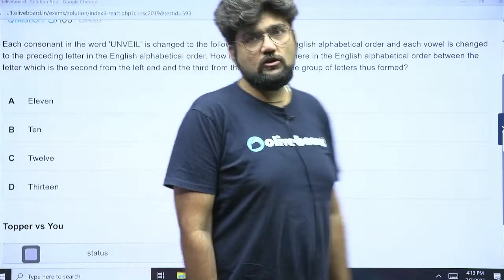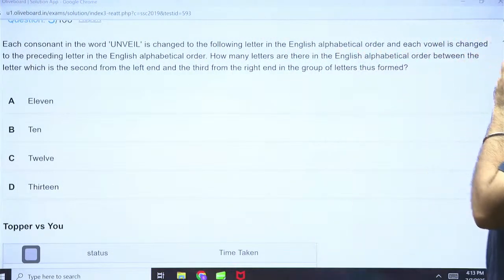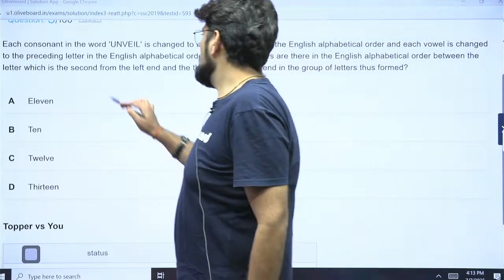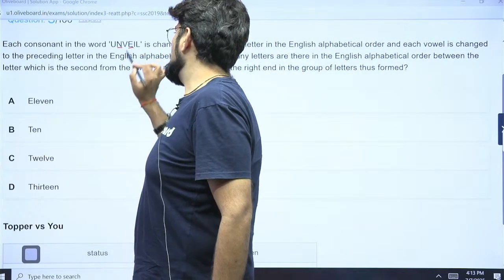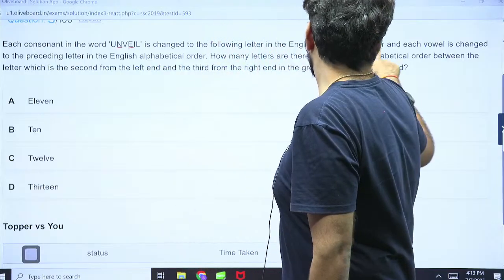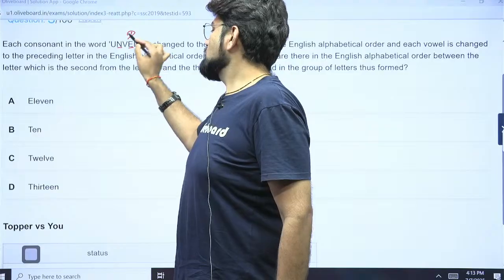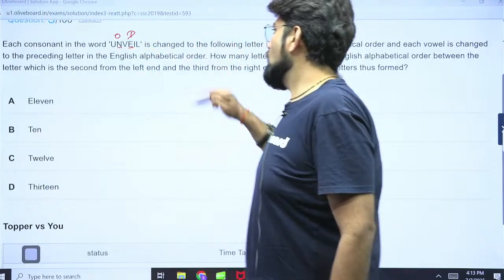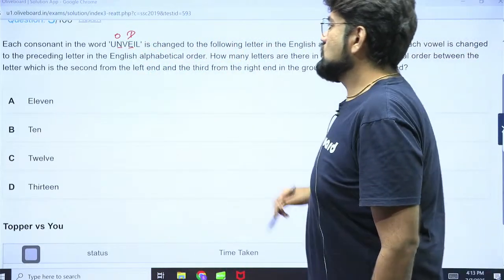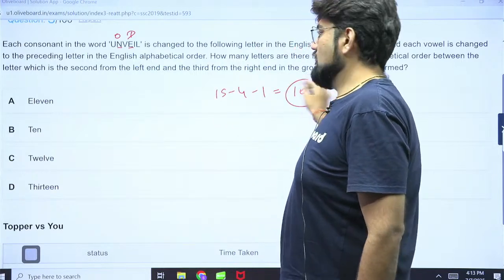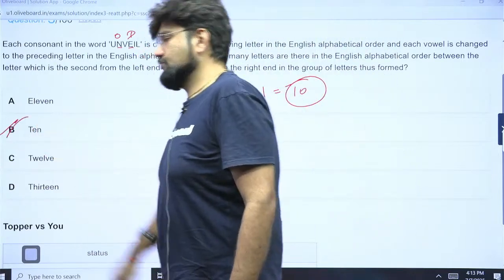Now, each consonant in the word unveil is changed to the following letter in the English alphabet, and each vowel is changed to the preceding letter. Okay. How many letters are there in the English alphabetical order between the letter which is second from the left and 3rd from the right? So second from the left and 3rd from the right. So between N and E, and vowel is changed to the preceding letter. So we have D here, and consonant to the next letter. So we have O here. So between O and D, they are asking you how many letters are there. So how will you check that? You will check it as 15 minus 4 minus 1, which is 10. So there are 10 letters between them.